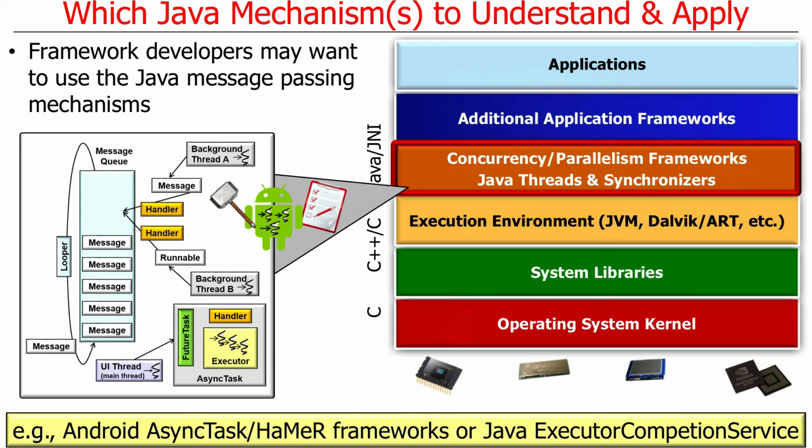Let's talk about message passing. That's an alternative way of doing things. So framework developers, people who are building frameworks for others to use, such as Android developers at Google, they often like to use message passing mechanisms. So a good example would be the Android AsyncTask and Handler frameworks, which we'll talk more about later, which are used to pass messages from background threads to the user interface thread and vice versa. So that's a message passing mechanism. There's also the Java executor completion service that we just talked about a second ago. So those are ways of passing messages back and forth.